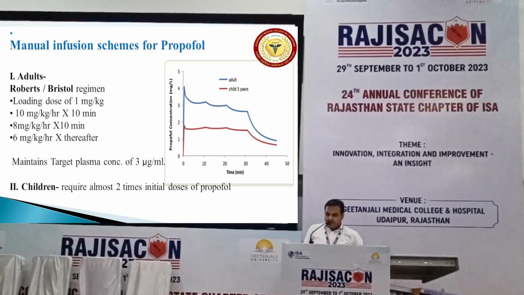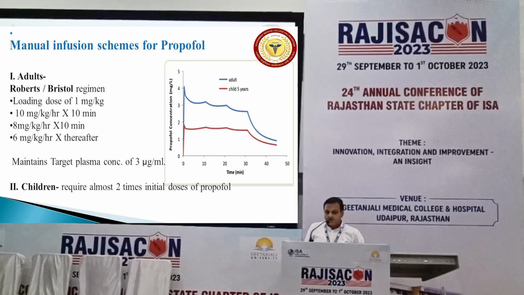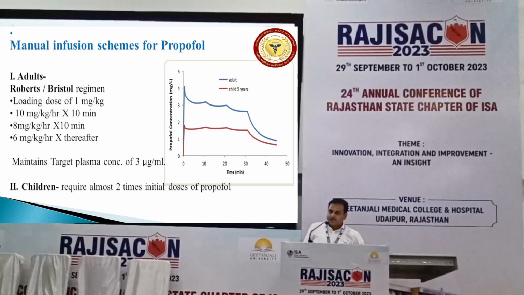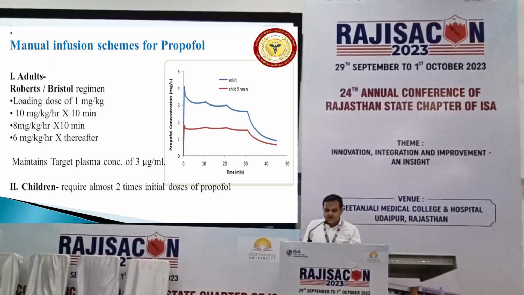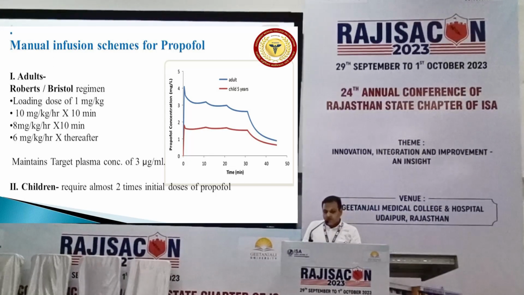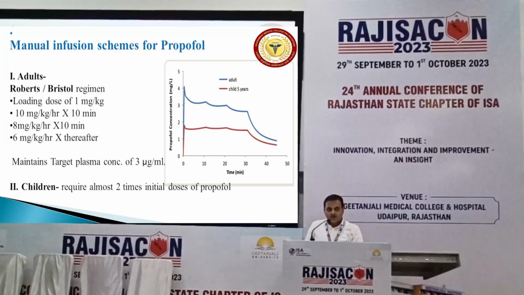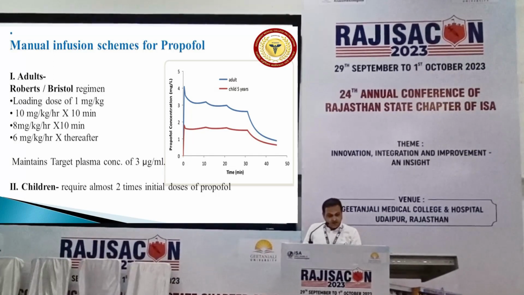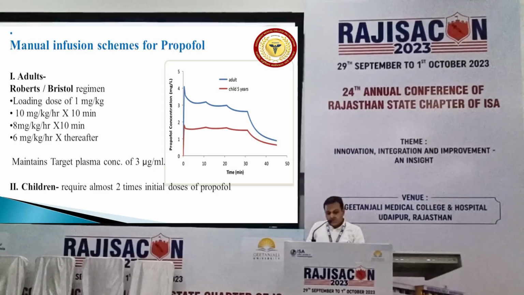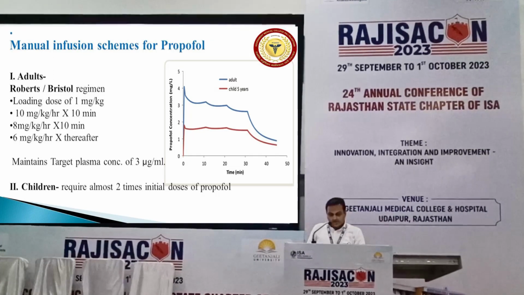But in this graph, as you can see, when we use the adult regime of drug administration, the plasma concentration achieved in the case of children is almost half that of the adult. So, children require almost 2 times the initial bolus of propofol.